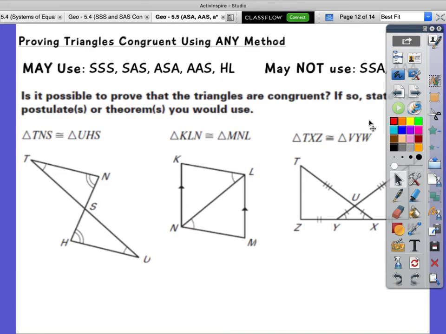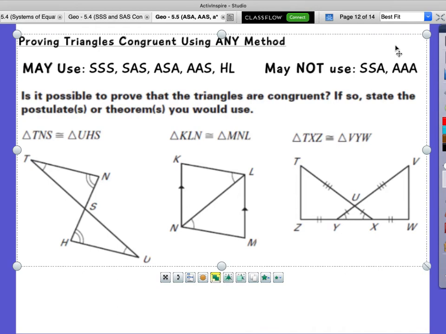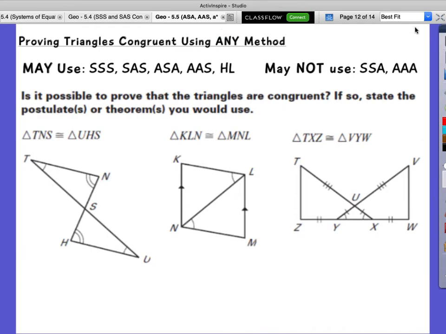Okay. So we learned 5 different methods, 5 different shortcuts to prove triangles congruent. We learned side-side-side, side-angle-side, angle-side-angle, angle-angle-side, and hypotenuse leg. The 2 combinations we didn't learn are side-side-angle and angle-angle-angle. We said why angle-angle-angle didn't work. I'm going to get back to you on side-side-angle. I'm blanking right now. Not proud about it. Happens. So we can't use those.